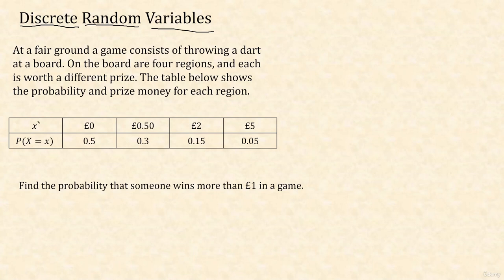This terminology here, the little x. You'll sometimes see x's and sometimes see r's. The lowercase represents the outcomes, and then the capital X represents what actually happens when you actually sample from this. So the probability that we actually get 0 is 0.5. So if we want the probability of actually getting more than £1, well, that's simply going to be the probability of winning £2, which is 0.15, plus the probability of winning £5, 0.05. So in this case, the answer is 0.2.